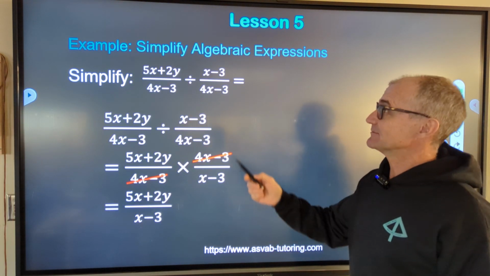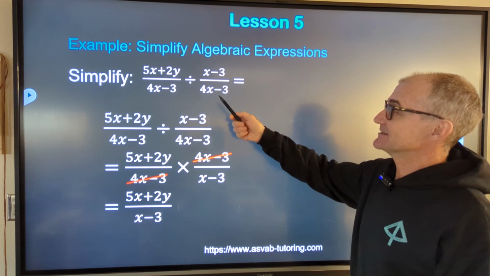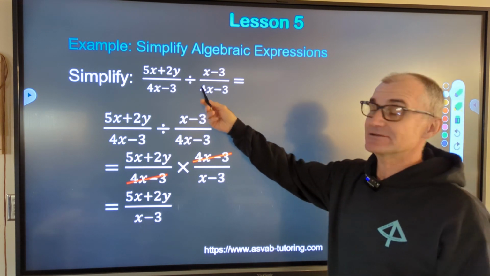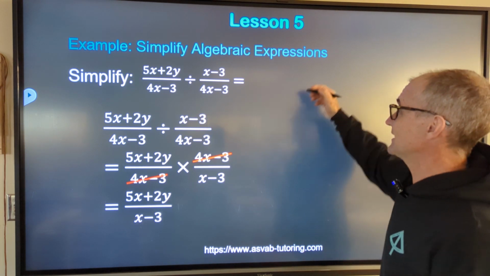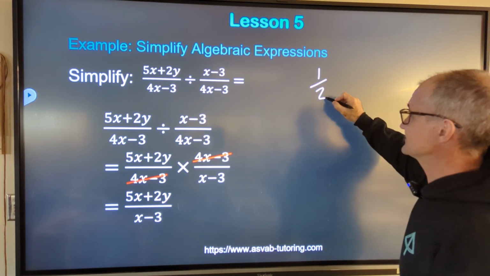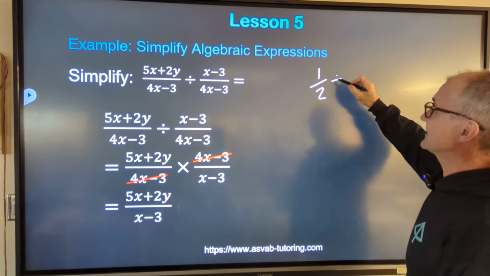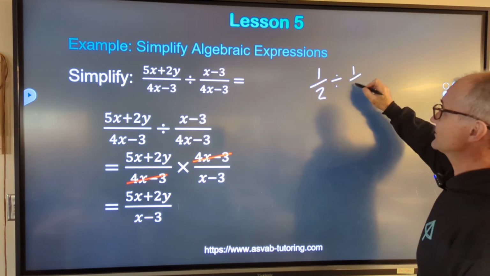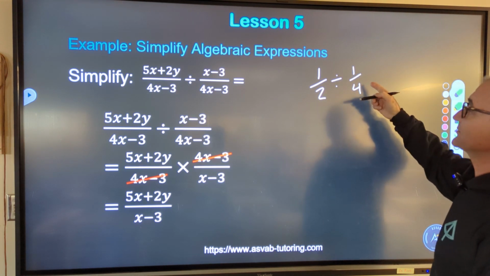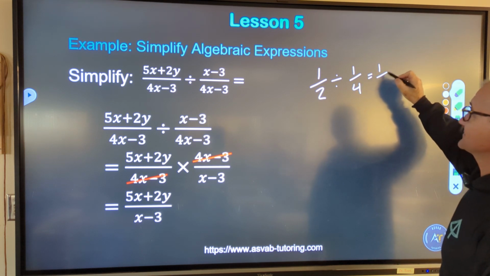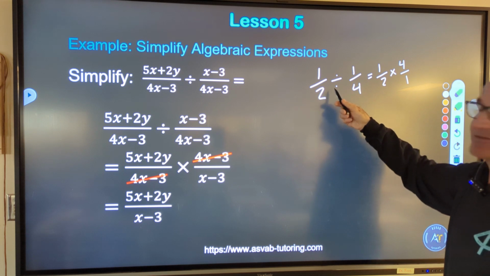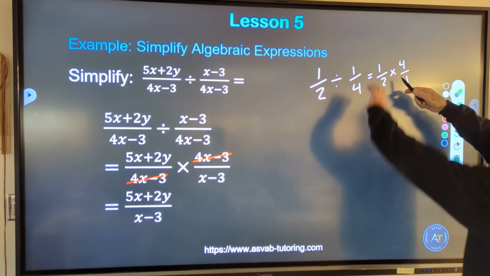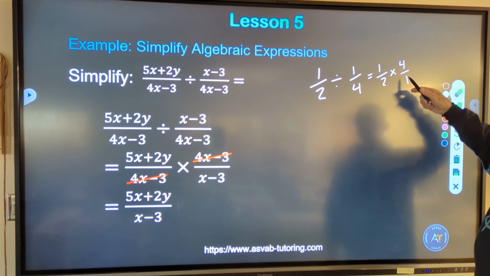Okay, similar problem here. We're still simplifying algebraic expressions. We are no longer adding or subtracting. We're dividing. And the way you divide fractions, remember, 1/2 divided by 1/4, is you multiply by the reciprocal, right? So this is 1/2 times 4 over 1. So the way you divide fractions is you multiply by the reciprocal, flipping over the second term.